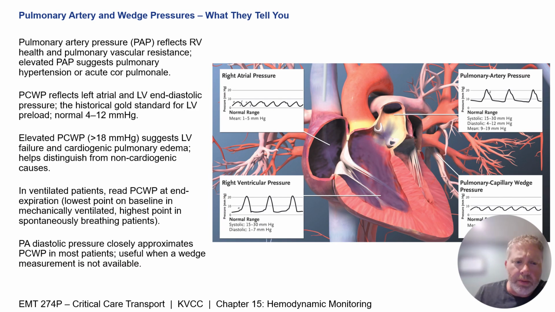A little more on pulmonary artery and pulmonary capillary wedge pressures, specifically what they tell you. The pulmonary artery pressure reflects the pressure the right ventricle has to generate to move blood through the pulmonary circulation. Wedge pressure is obtained when the balloon temporarily occludes a branch of the pulmonary artery, allowing downstream pressure to approximate left atrial pressure.